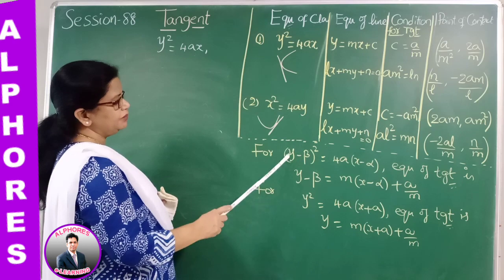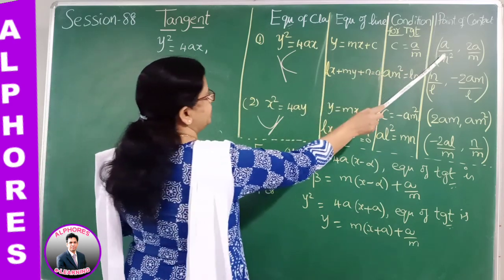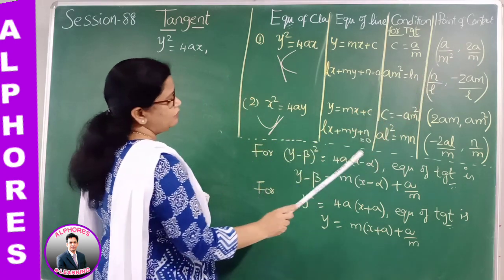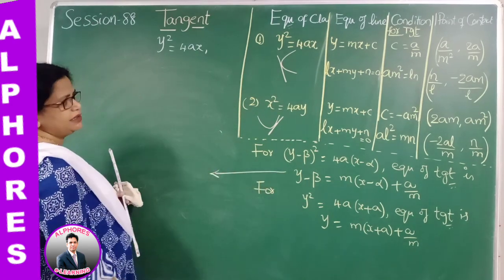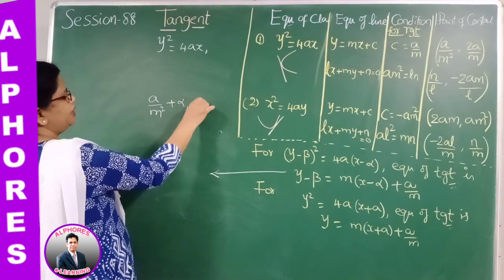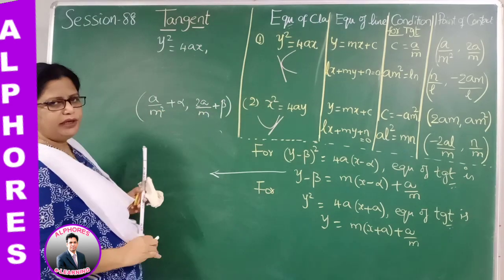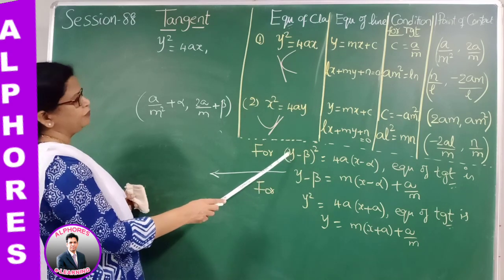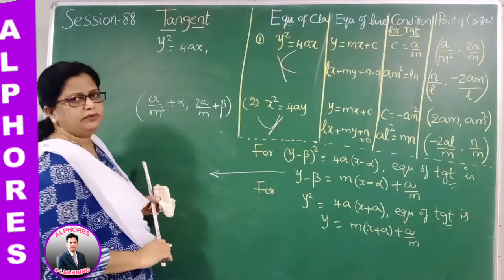Then in this case, what about the point of contact? The point of contact also moves by exactly adding alpha comma beta to this value. Therefore, in this case, the point of contact is nothing but a by m square plus alpha comma 2a by m plus beta. So this will be exactly the point of contact of this kind of tangent to this kind of parabola. So the same old formula only you are using, but we are just adding the vertex, that is alpha and beta.